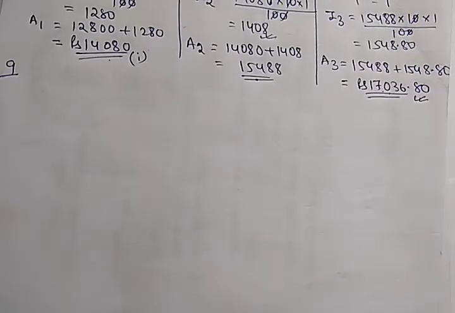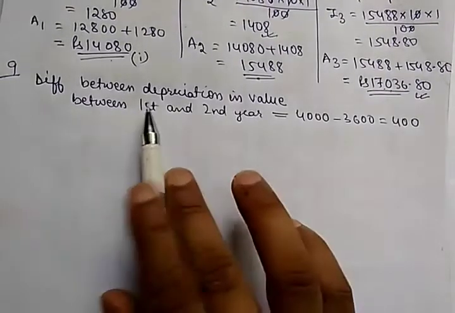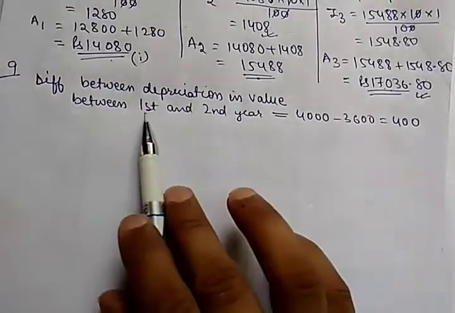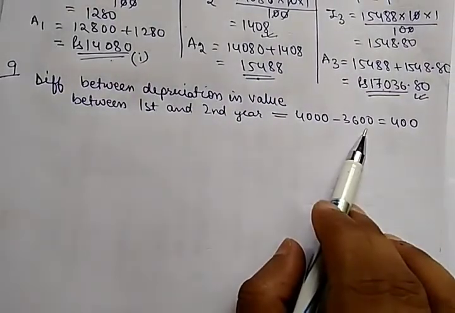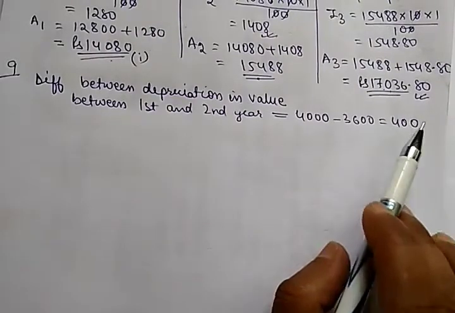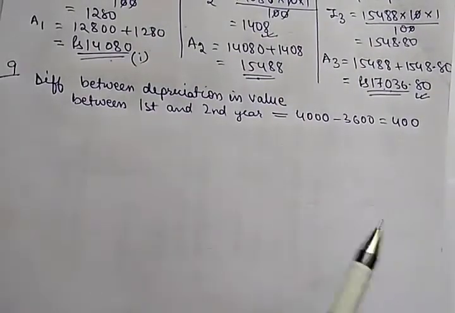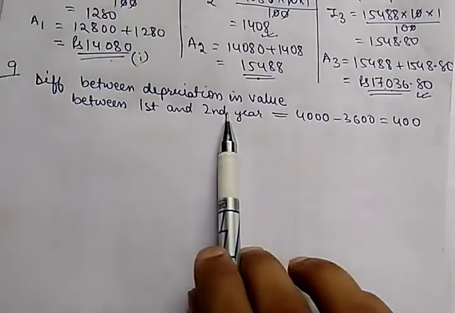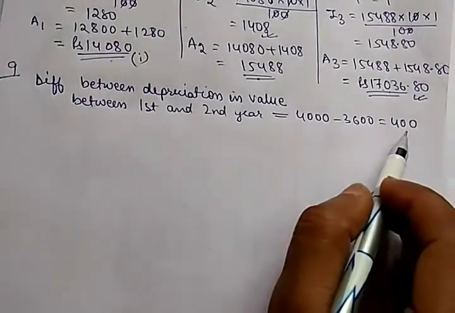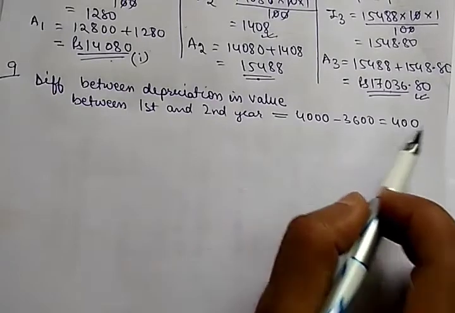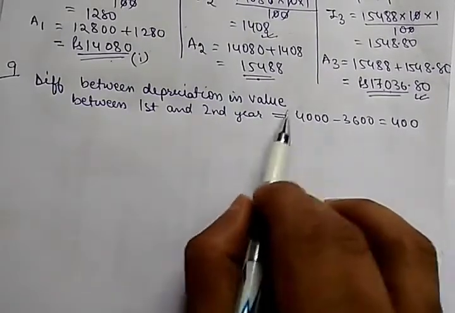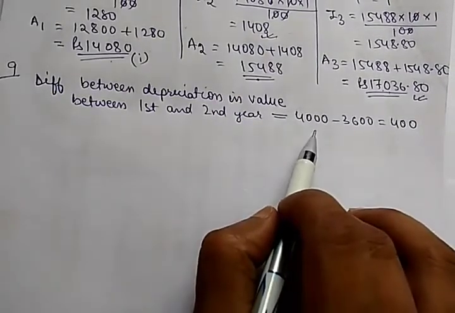So let us find the difference between the depreciation values for the first year and the second year. So depreciation in the values in between the first year and second year is equal to 4000 minus 3600, that is 400. So this amount is the depreciation of 1 year, because it is a difference between the 2 years. And what will be the principal on which amount it is depreciated? On this amount, because this was the first year's depreciation.